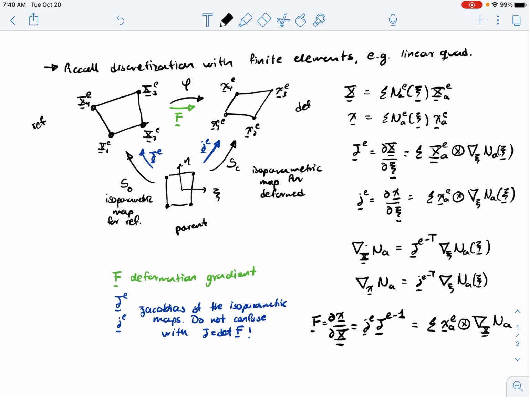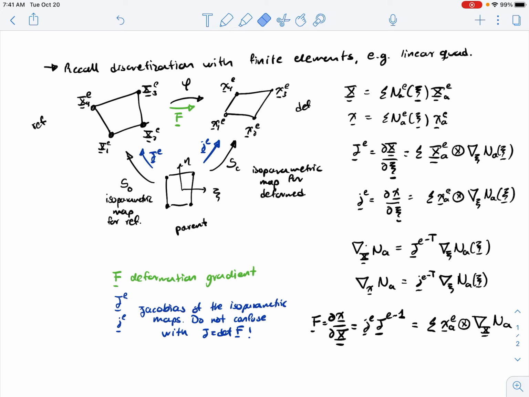The connection between this parent domain and the reference coordinates is the isoparametric map using the reference coordinates, and that's here. So that will be the sum of the shape functions, which are defined in the parent domain. So the shape functions are naturally defined in the parent domain. You just have to look them up. And so the sum of the shape functions times the nodal values, the reference nodal values, gives us the points in this space. So for every point that you choose here, you will get a point in the X space in the reference configuration. So that will be the isoparametric map for the reference.